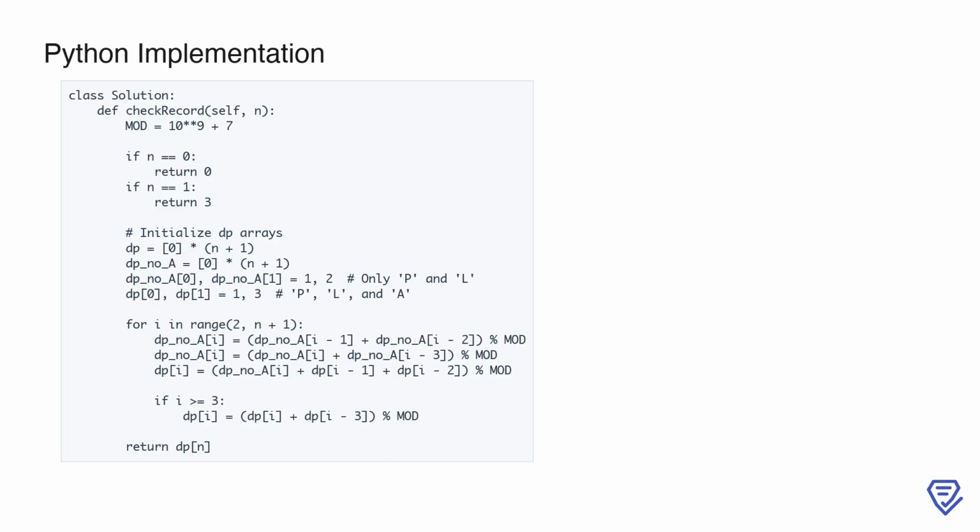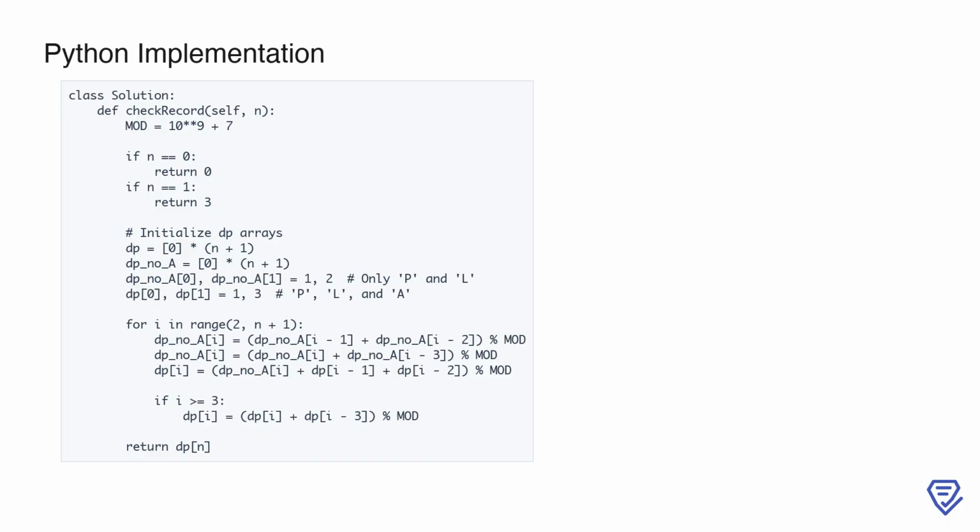Next, we initialize 2 DP arrays. DP tracks valid records with at most 1 A, while DP_no_A is for records with no A. Base cases are set for both arrays at n equals 0 and n equals 1. The core logic iterates from i equals 2 to n.